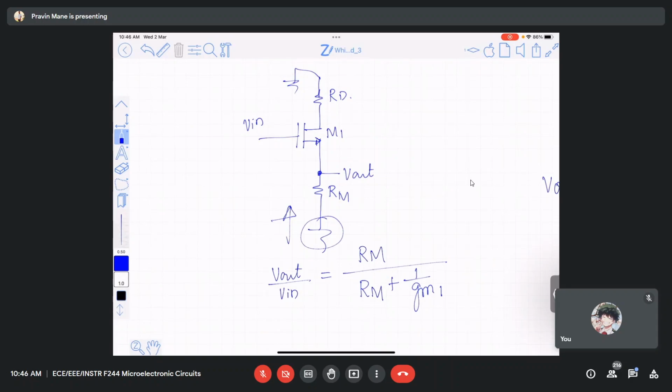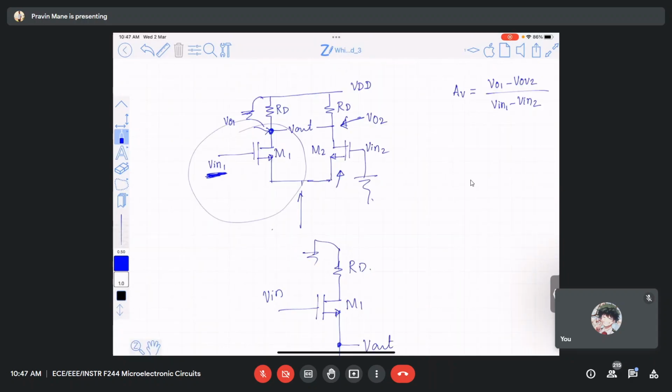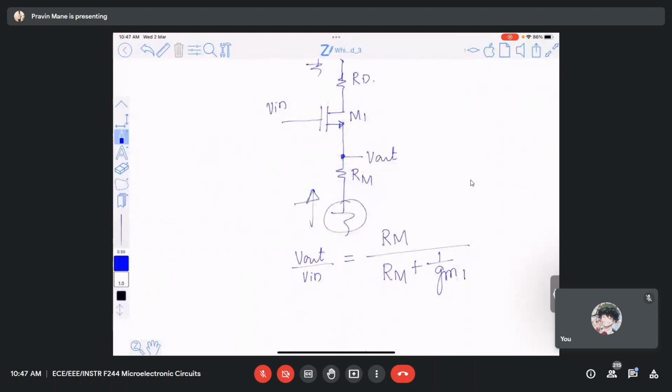Now you tell me, what is the value of RM actually in the circuit? I opened it here, open circuit voltage I am finding out. What is the actual value of RM? Infinite, right? Yes, sir, infinite. So if I put it infinite, what is going to happen? RM equal to infinite, so gain is 1. When RM equal to infinite, gain equal to 1. So what is V out? V out is V in.